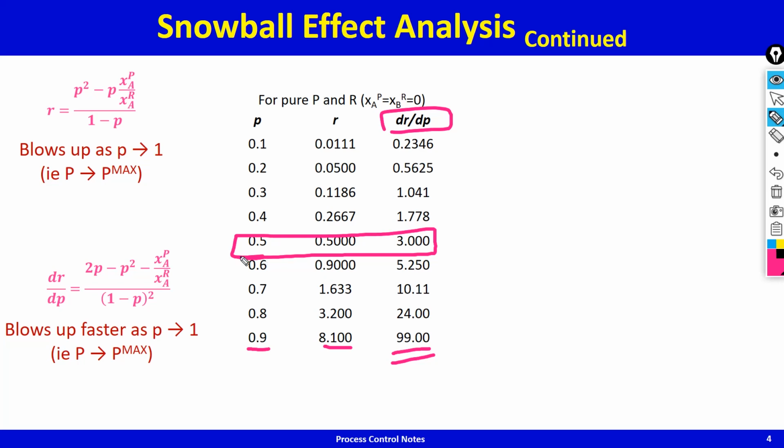And this sensitivity is quite extreme even if recycle and product rates are the same. That means P is equal to R at 0.5, and you can see that here dr by dp is 3. That means if I make a 1% change in production rate, recycle rate will change by 3%. That's a gain of 3. Okay, and this is when the process is operating at 50% of max, or the process is designed for 50% of maximum achievable production.